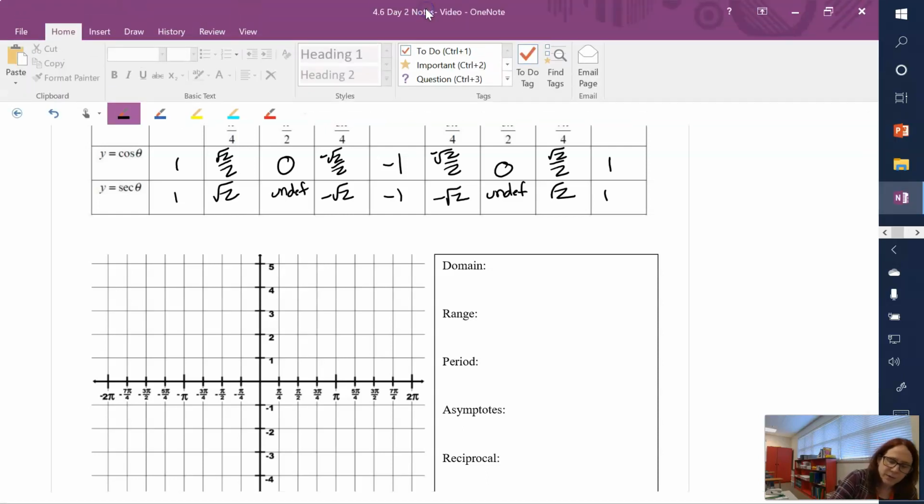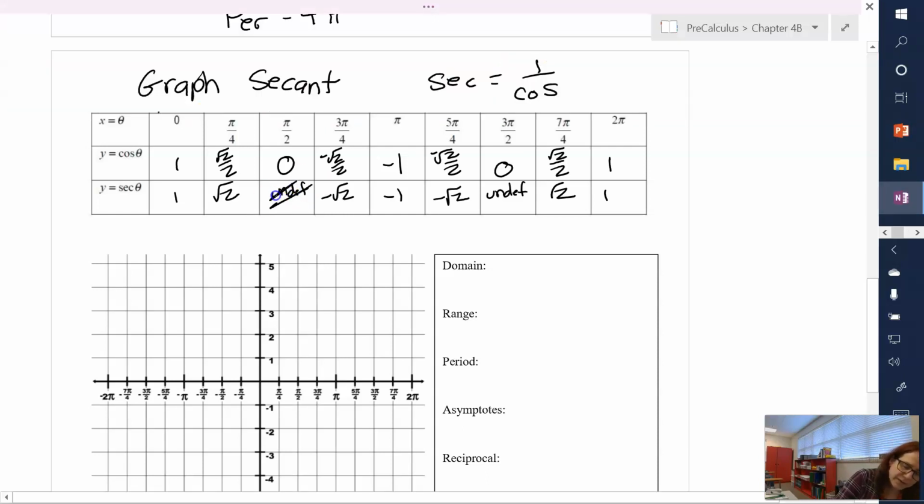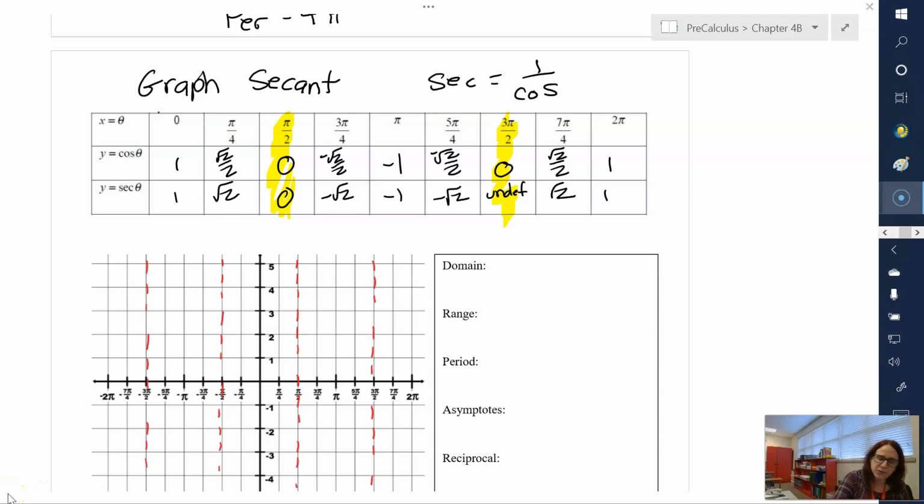First thing I want to notice is that we have undefined values over here at 0. Anywhere I had a 1 over 0 is going to be undefined. So right here is undefined. Right there is undefined. So I'm going to have an asymptote at pi over 2, 3 pi over 2. Same thing on the negative side, negative pi over 2, negative 3 pi over 2. So each one of these asymptotes is going to be 1 pi wide. So let's go ahead and sketch in our asymptotes. All right, I've got my asymptotes sketched in place.